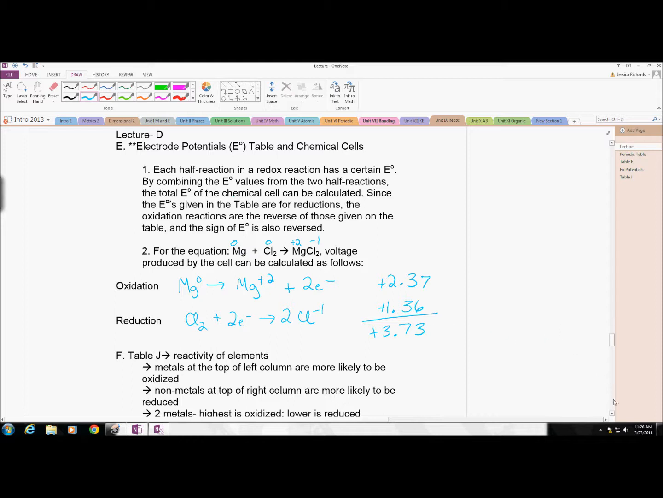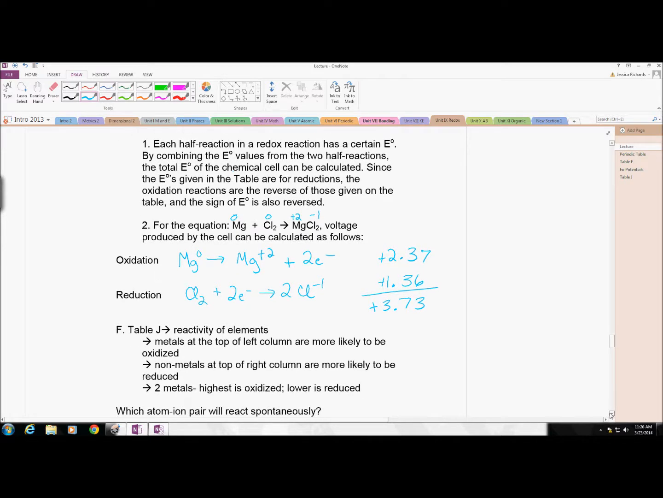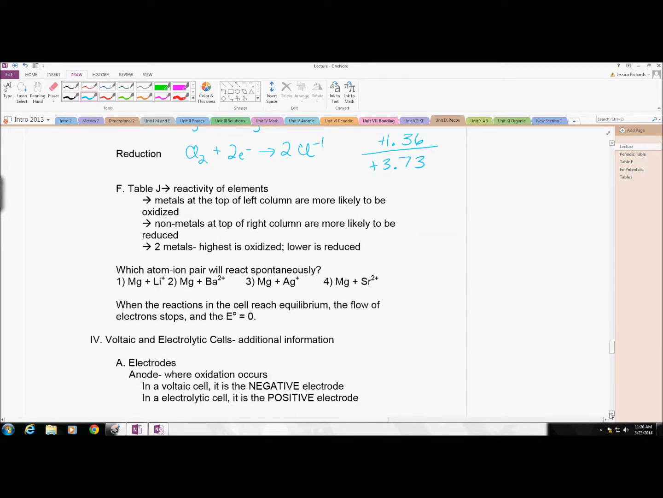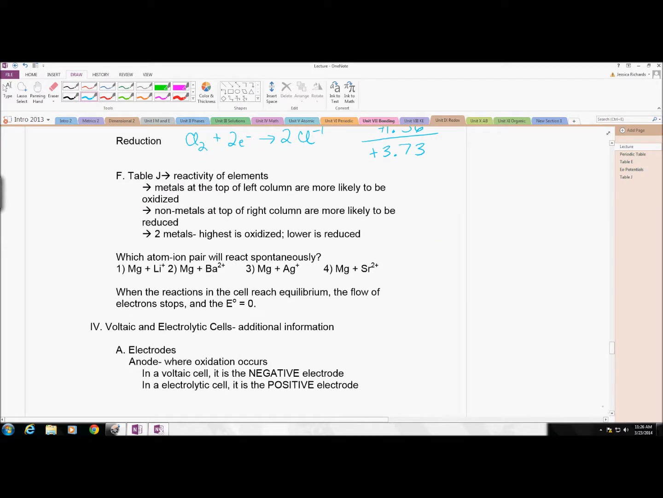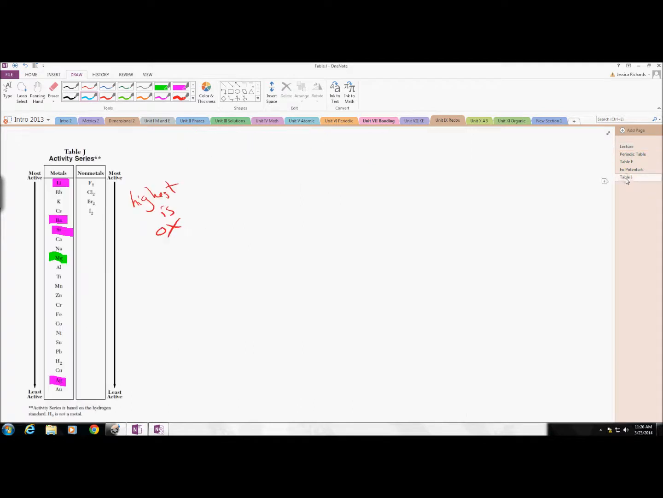We don't have that chart, so they can't ask you quantitative questions with numbers. They will ask you more qualitative questions, and you're going to use reference table J to do those. So again, on J, most reactive elements are at the top. For metals, that means the highest one is oxidized. And for the nonmetals, that means the highest one is reduced.